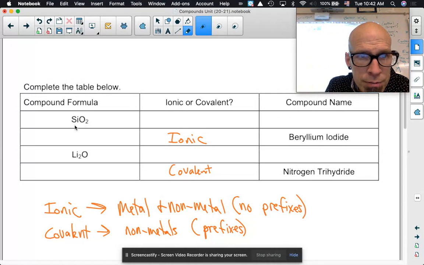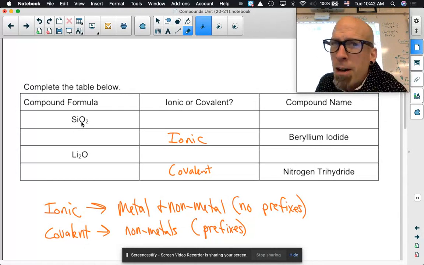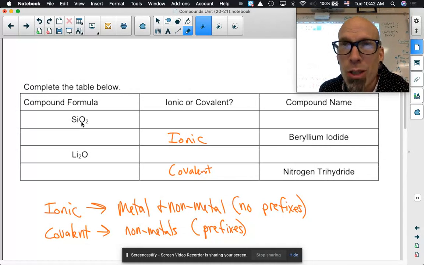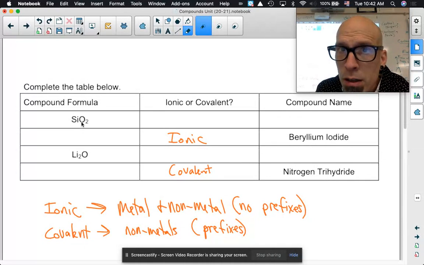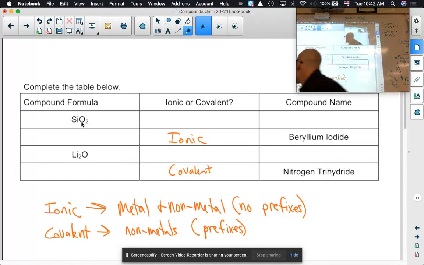Now, look at the formulas. Silicon and oxygen. That's what's in this compound. Now, silicon is a what? That's actually a metalloid. Okay. Silicon, metalloid. Oxygen, nonmetal. This could be a little tricky. But is there a metal? No. So I'm going to go with covalent. There's not a metal. Covalent.